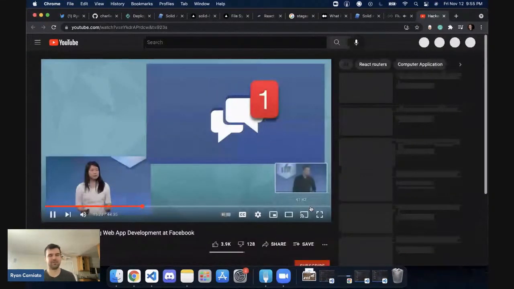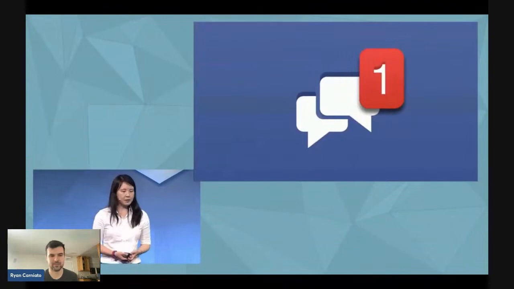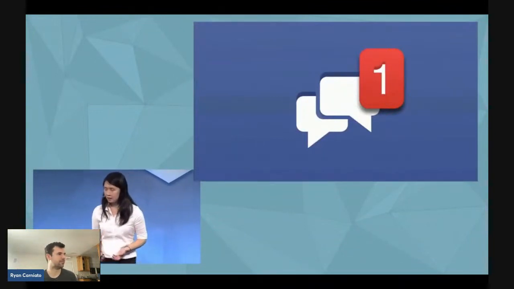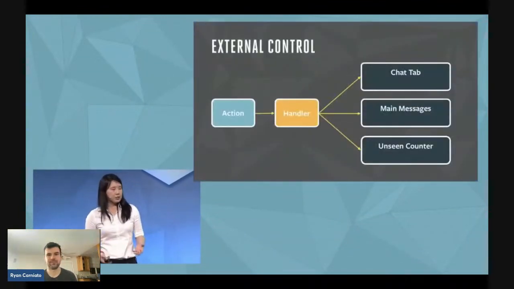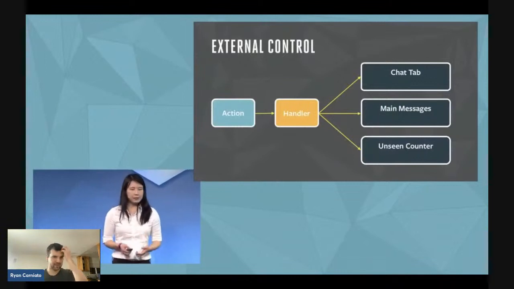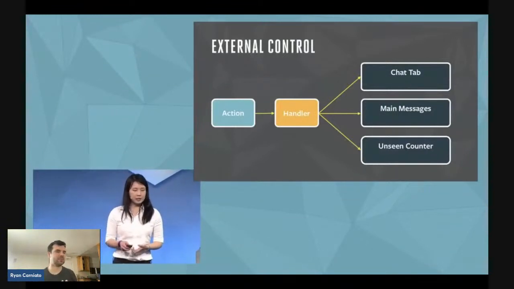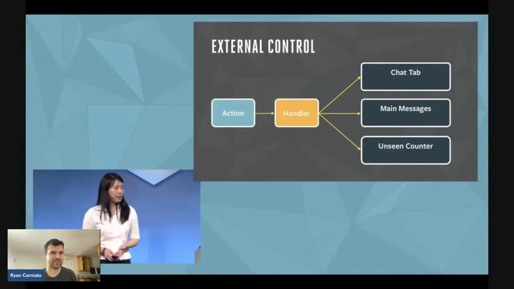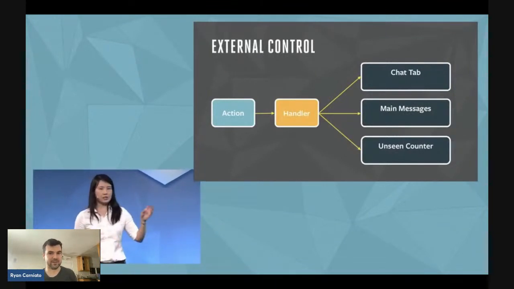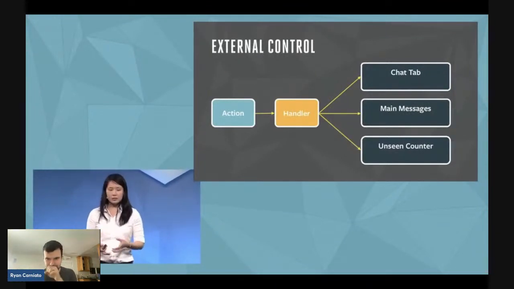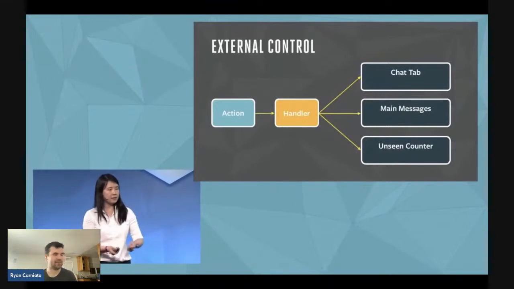And that was a good sign that something was fundamentally wrong here. So how can Flux help with something like this? If we look at the structure of the code that we had before, we have the fundamental pieces: chat tab, main messages, and an unseen counter. Each has its own state, and somewhere an external handler goes in and modifies them.